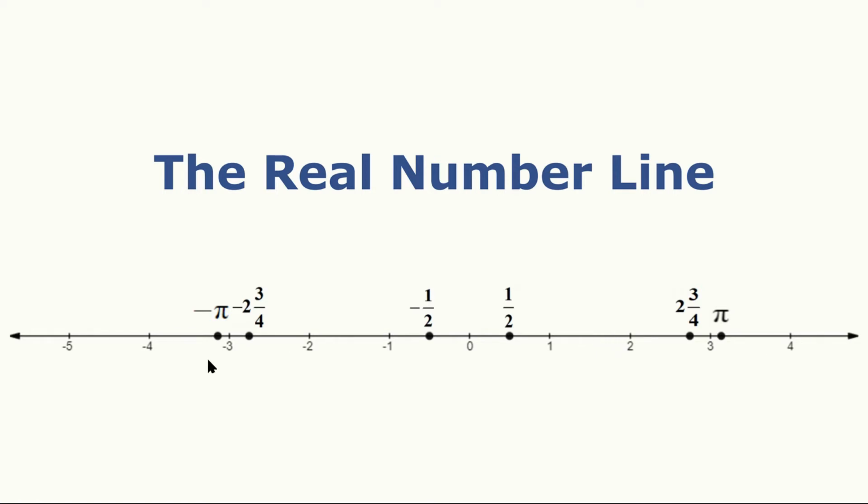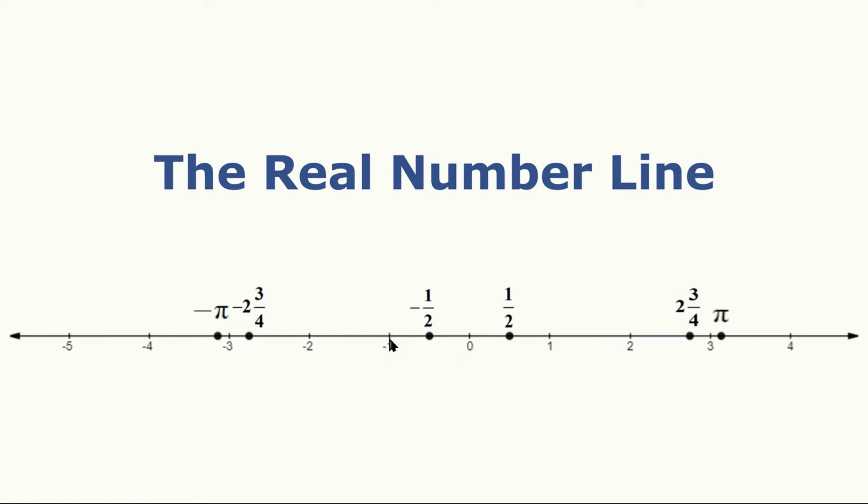And of course we can have partial units. Instead of going 1 whole unit, if I go 1/2 unit to the right of 0, I end up with positive 1/2. I go 1/2 unit to the left of 0, I end up with negative 1/2. So all the positive numbers live to the right of 0, and all their opposites live to the left of 0. 0 itself is neutral. It's neither positive nor negative.